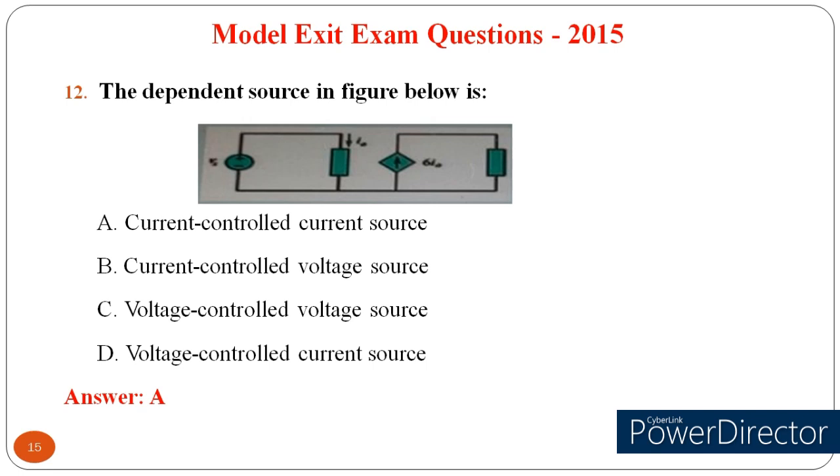Current controlled voltage source has an output voltage source depending on the input current. Voltage controlled voltage source is where the output voltage is produced or controlled depending on the input source voltage.